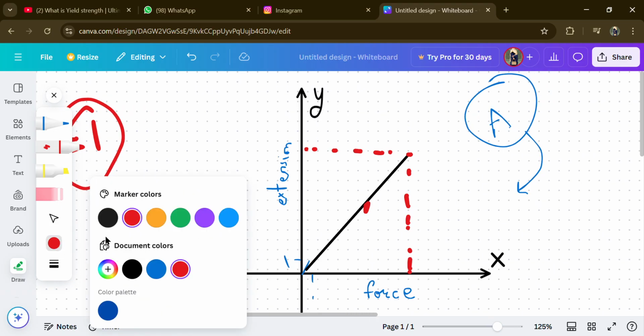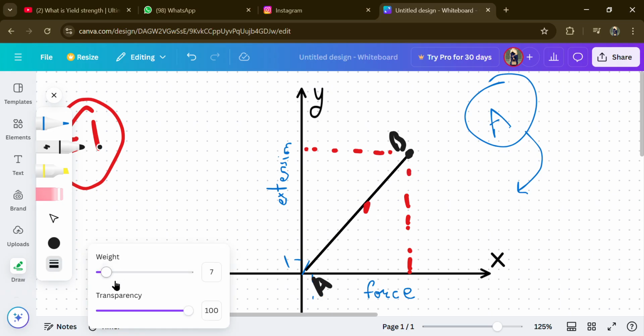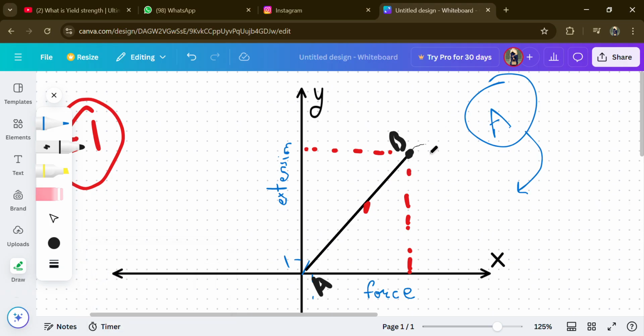Howsoever, if we exceed this point, just suppose we call this point B and this point A. Okay, let me reduce the weight of my pen. After this extension, there will be a curve in the situation. Now B is basically the limit of proportionality. Just suppose for a while you are taking an object that is rubber. You can stress rubber until a situation where it's not breaking down or getting broken.